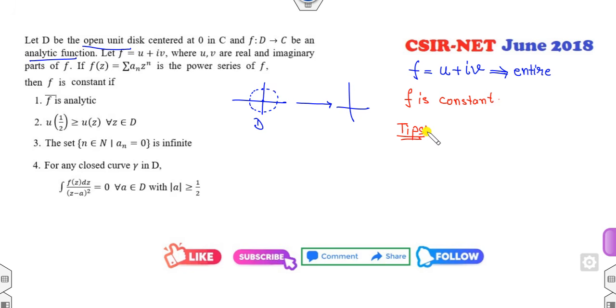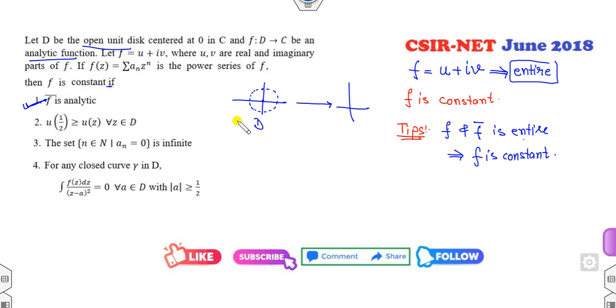Very simple. As I told you in my previous videos also, if f and f bar are entire, then f is constant. F is entire, already given to you. If this condition holds, f bar is entire, and f is already entire. This means f is constant. Fine. Look at the second part.